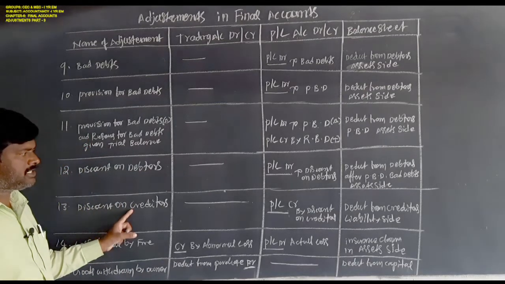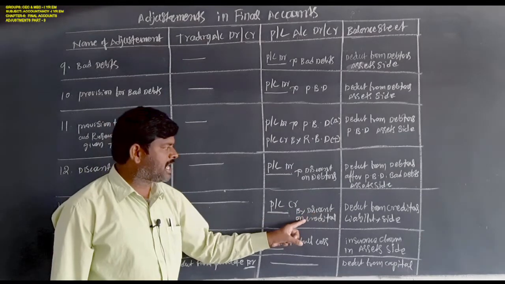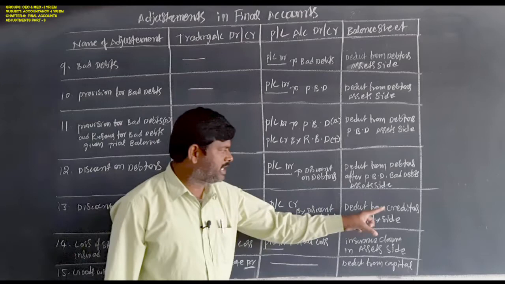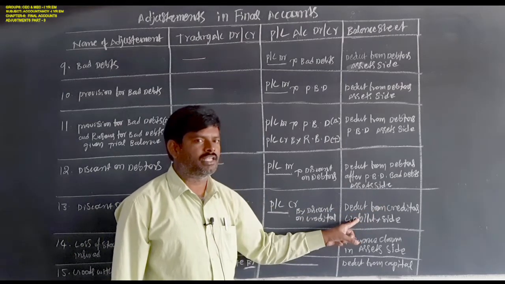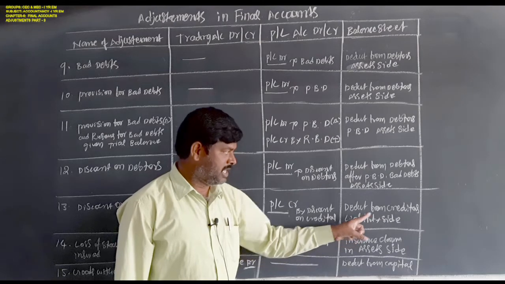Discount on creditors goes on the P&L account credit side. The same amount must be deducted from the creditors on the liability side.